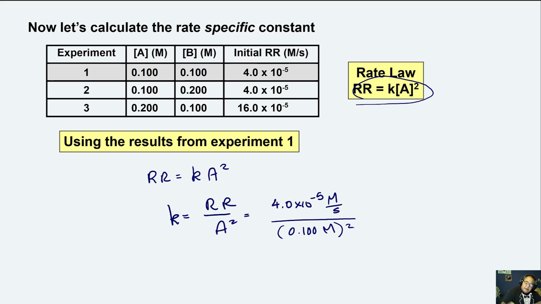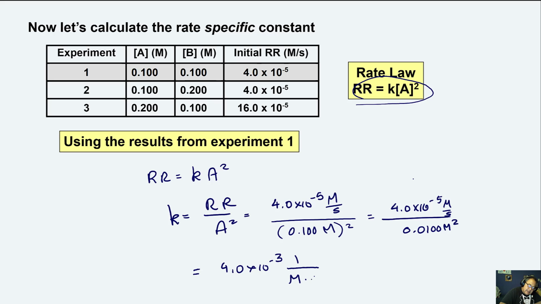When I do that calculation, that'll come out to be 4.0 times 10 to the minus 5th molarity per second divided by 0.0100 molarity squared, okay? And then that'll come out to be 4.0 times 10 to the minus third. And then I'm going to end up with this funny unit, 1 over molarity times second.